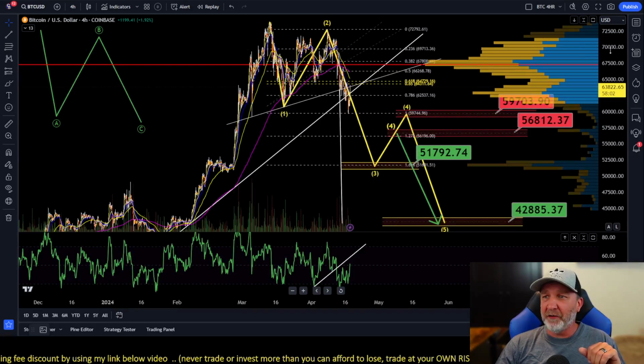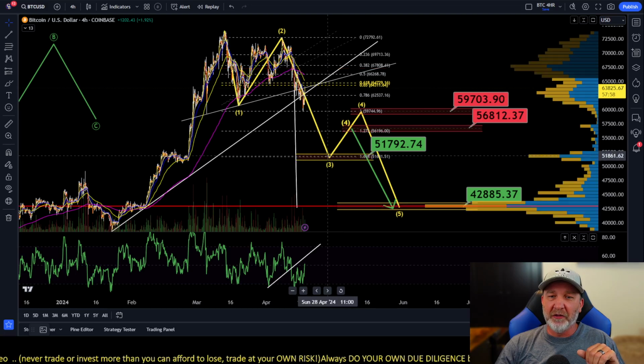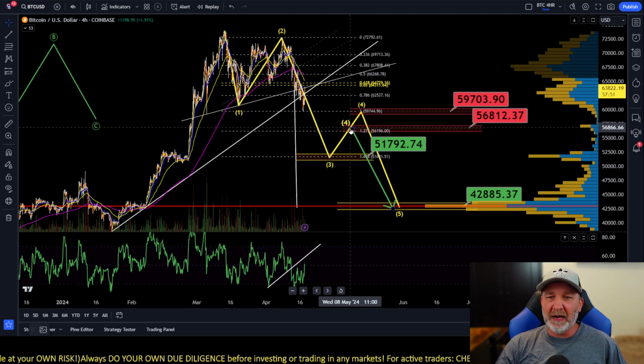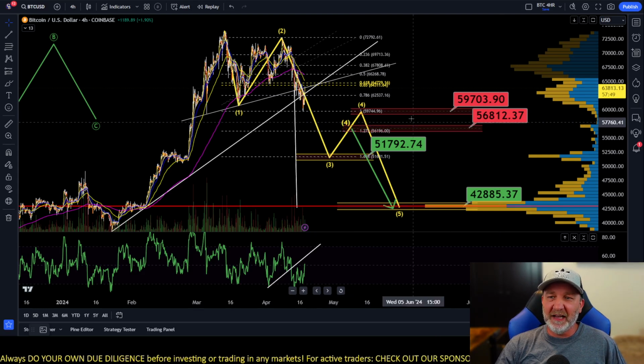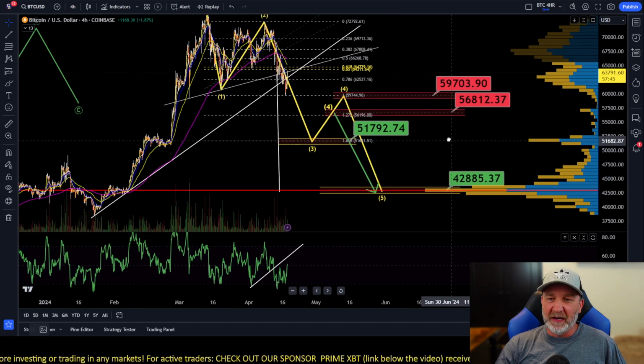So this is the 5-wave Elliott wave count I've been looking at, right? That would get us the 3rd wave down to about 51.70, or 51.7, 51.8. Get a bounce back up for wave 4 at 56.8 to 59.7. These would be the areas to watch, and then a continuation down.